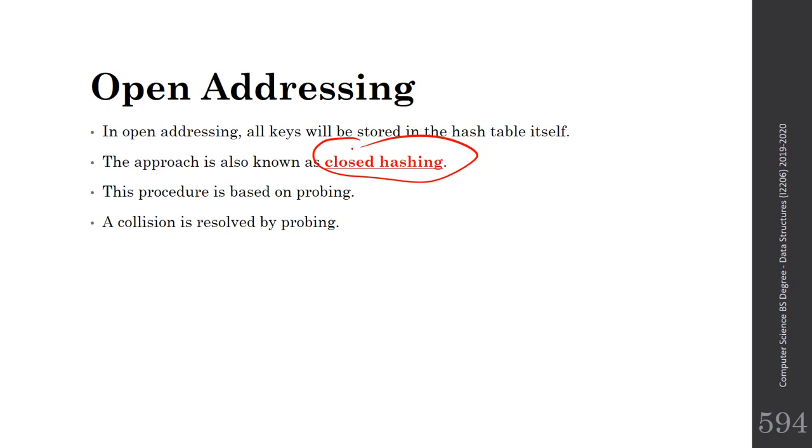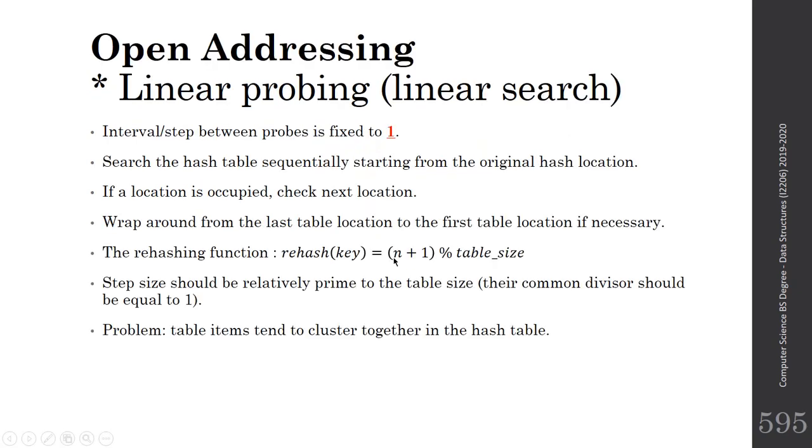It's based on probing. What does probing mean? It means that I need to check other places to see if they are empty or not. If it's empty, I will place the element. If it's not empty, I will try to find another place. All the collisions are resolved by probing. So I need to check, and the checking depends on the hashing function, whether there's an empty space.